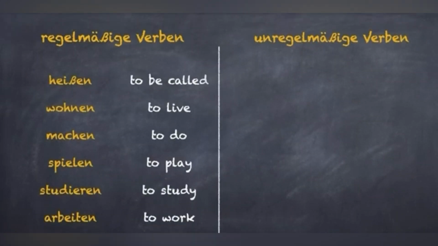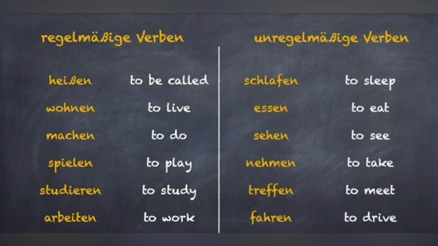in detail. Let's first quickly go through some of the verbs you should know. Regelmäßige Verben: heißen, wohnen, machen, spielen, studieren, arbeiten. Unregelmäßige Verben: schlafen, essen, sehen, nehmen, treffen, fahren.